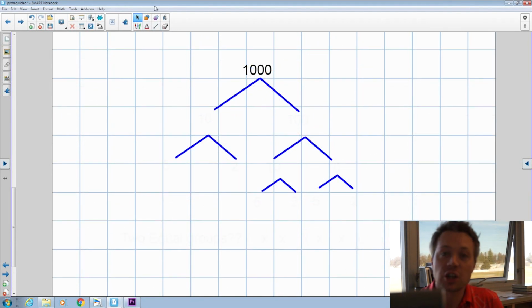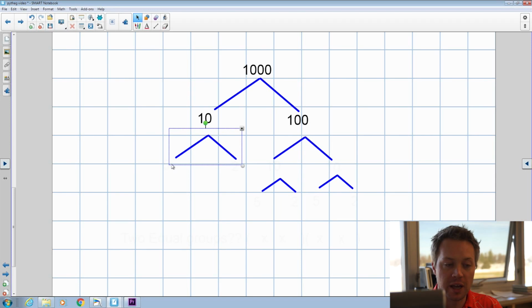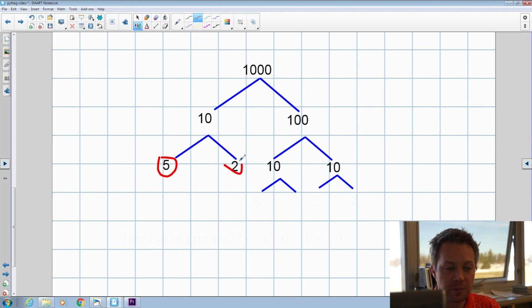All right, so let's try the number 1,000. So I know that I can divide 1,000 by 10, and there's 10 hundreds in 1,000. So 10 times 100 is 1,000. Then my 10's not a prime number. It can be broken down into a 5 and a 2. And 100 can be broken down into 10 and 10. So 5 and 2 are both prime. I'm going to go ahead and circle those right now.